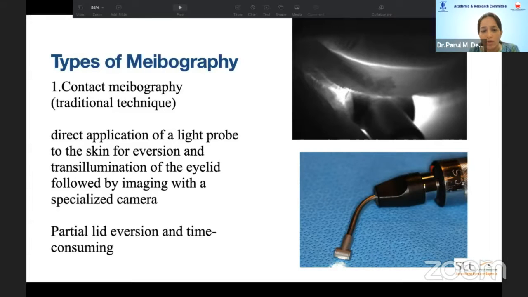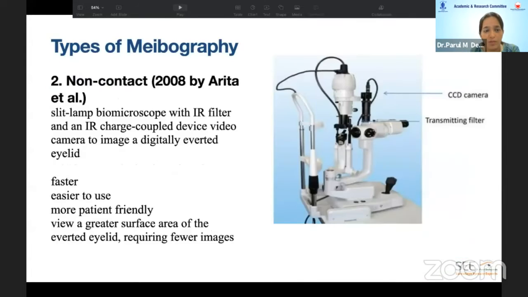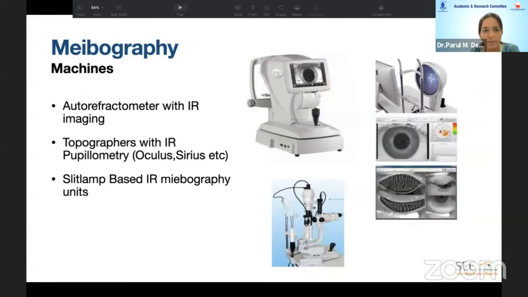Now, this technique was not so comfortable for the patients and it was more time consuming. So what came into the picture was a non-contact type of meibography, which was introduced in 2008 by Arita et al. The first one was used in combination with a slit lamp biomicroscope, where an IR camera was used to capture the images. This technique is faster, easier to use, more patient-friendly, and one can view a larger surface area of the everted eyelids and hence be required to capture fewer images.